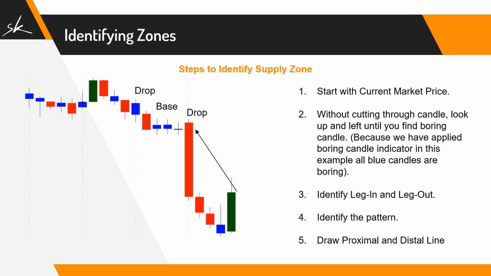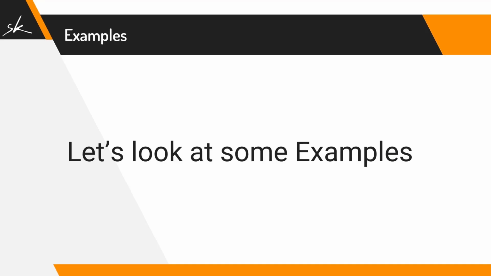Now we will draw the proximal line and the distal line. In a drop base drop, the lowest body is used as the proximal line and the highest high in the pattern excluding leg in is used as the distal line. Using these steps, we have now identified a supply zone. Let's look at some examples.